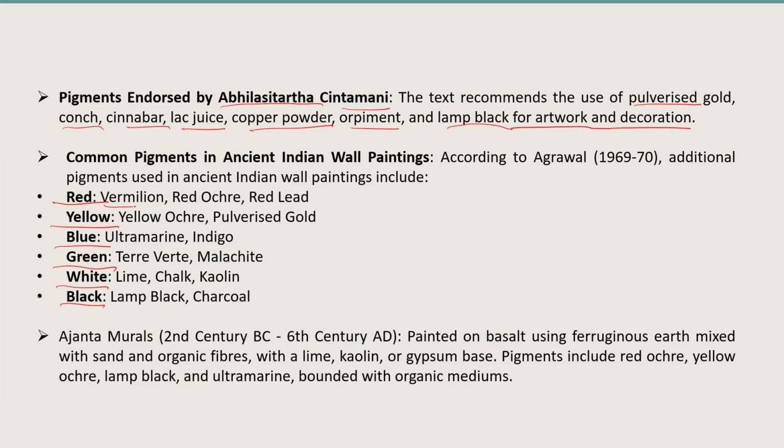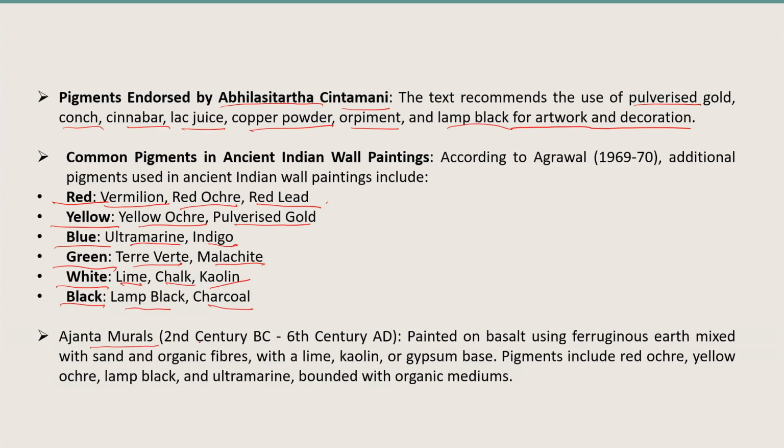Like for red, vermilion, red ochre, red lead is essential; yellow ochre, pulverized gold for the yellow; ultramarine, indigo for the blue; terre verte, malachite for the green; lime, chalk, kaolin for the white; and lamp black, charcoal for the black color.